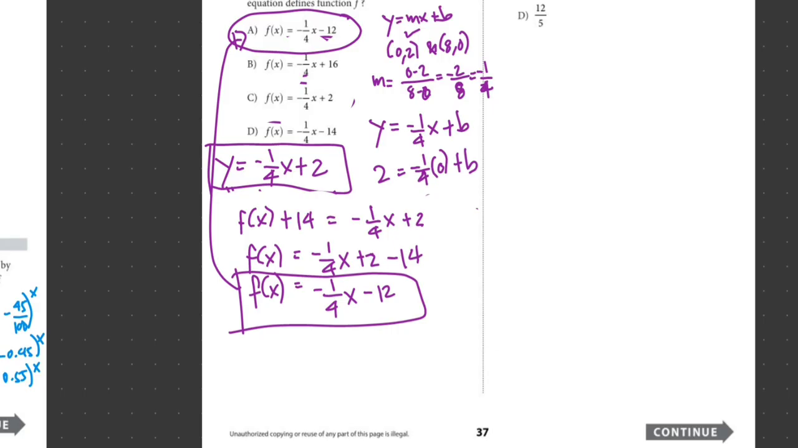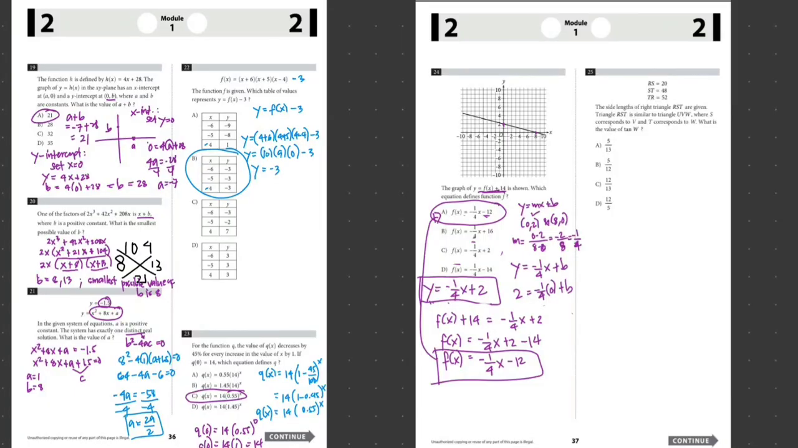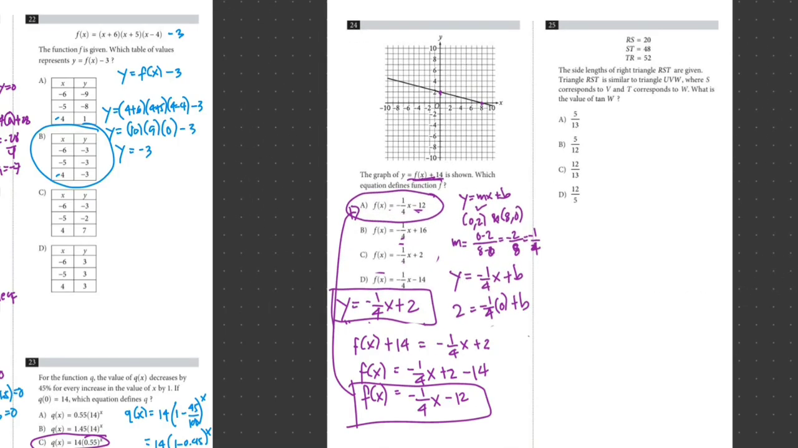Yeah. But it's a bit confusing, right? Because it says here that the graph is already f of x plus 14. And we got the slope here from that one. Yeah? Okay. You take note of this kind of problem, and that's how you solve it. You just equate.